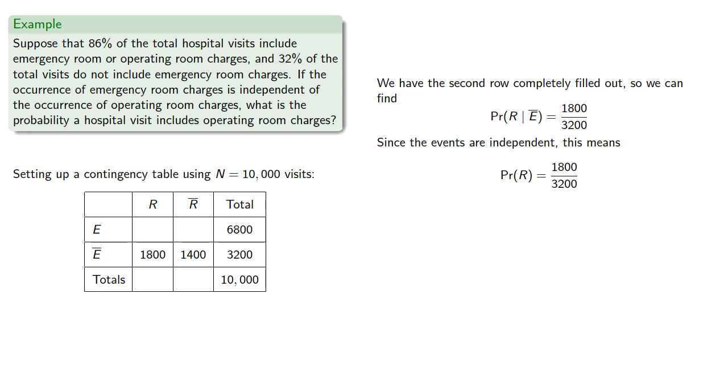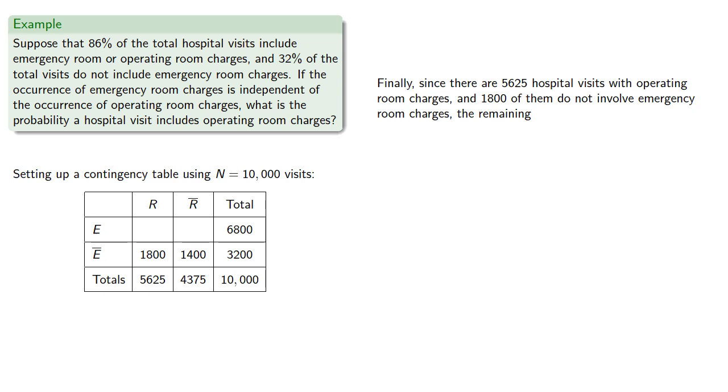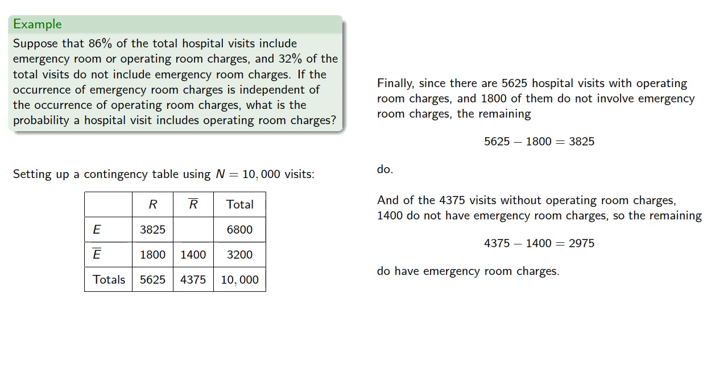And so that means this fraction out of 10,000, 5,625, will actually have operating room charges, and the remaining will not. Finally, since there are 5,625 hospital stays with operating room charges, and 1,800 of them do not involve emergency room charges, that means the remaining 3,825 do. And again, we can complete that second column as well because we know the total number of visits that do not include operating room charges. And so we find that 2,975 do have emergency room charges.